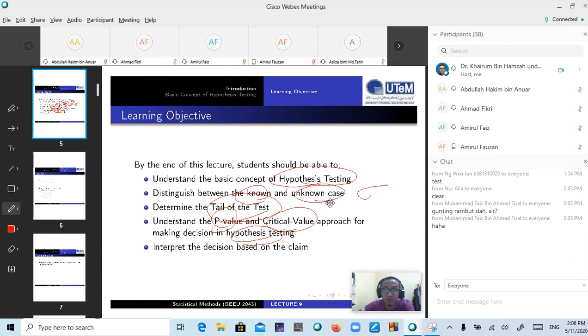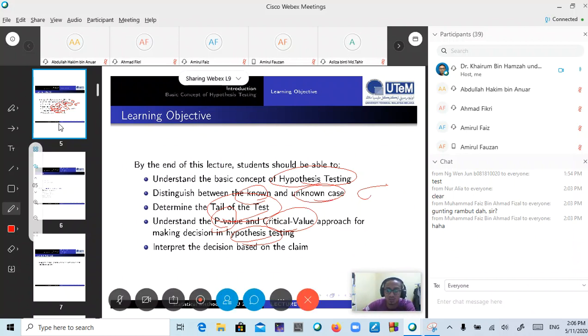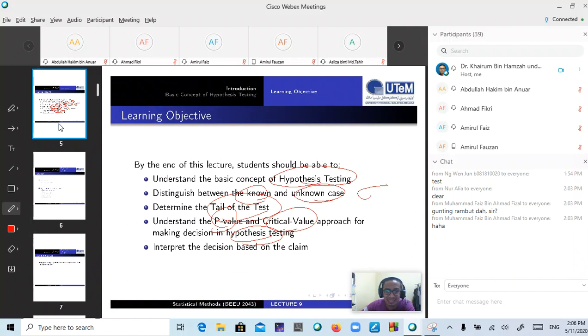If we use the p-value approach, we have six steps. If you use the critical value approach, we have five steps in order to solve this problem. So today we only learn the steps. For the whole question, kita akan belajar next week.